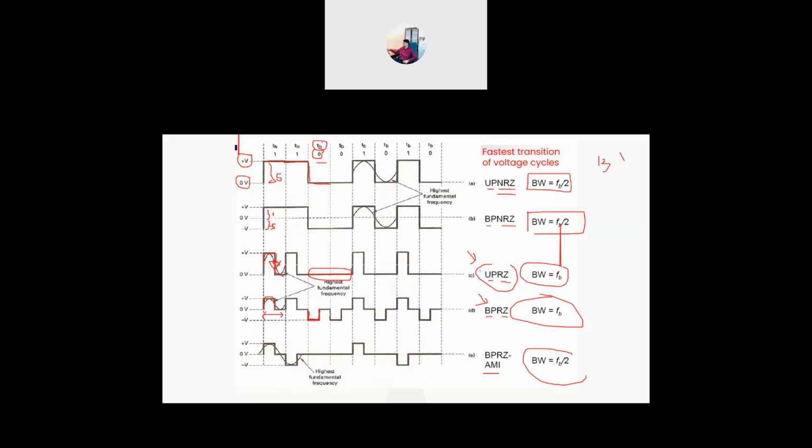So the next one is the return to 0 alternate mark inversion. This one is a bipolar RZ, so you're going to have positive and you're going to have negative. For the alternate mark inversion, for the bit 1, positive and negative pulses of equal amplitude are used alternately.